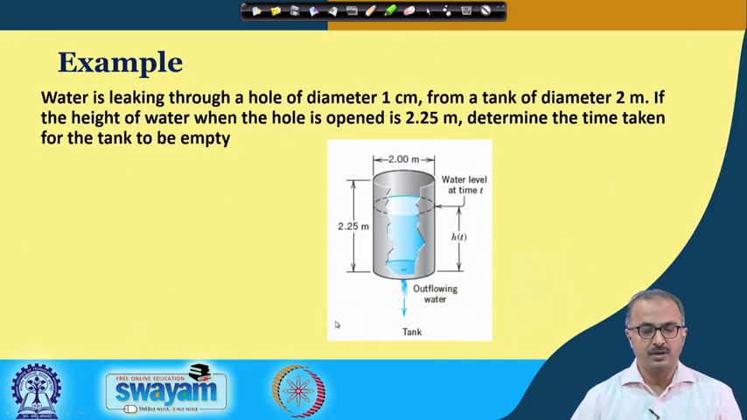Now, we come to the application of that method for a practical problem. What we have given is this: here we have a water tank which is leaking. The water is leaking through a hole of diameter 1 centimeter. There is a hole at the bottom of the tank and water is flowing out of this hole, and this kind of system happens many a times.